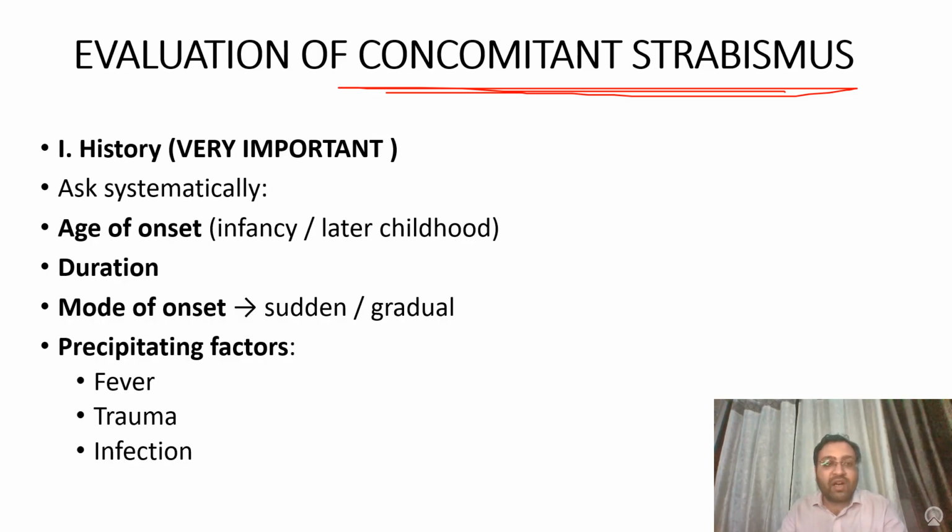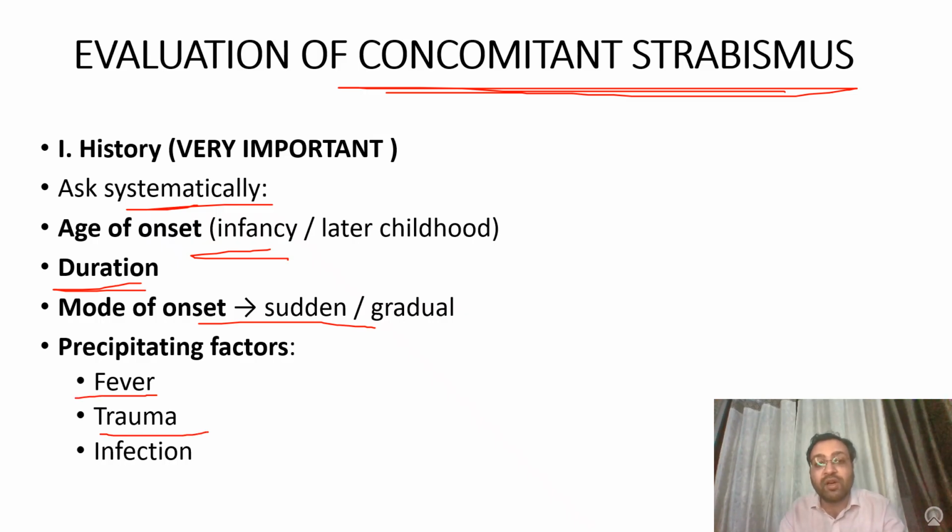Here we have to ask systematically the age of the onset, whether the child started experiencing the deviation of the eye during infancy or in the later childhood. What was the duration? Was the duration for the full day or for a few minutes or for a few seconds? All right. What was the mode of onset, whether it was sudden or gradual in onset, and what were the precipitating factors, for example if they are associated with any fever, trauma, or infection.